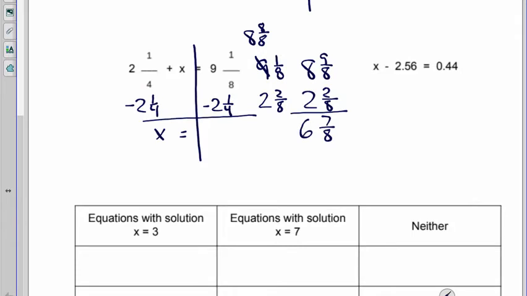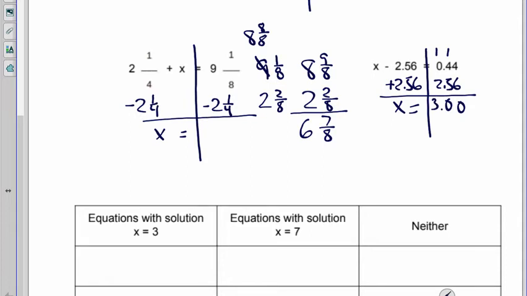The last question, I subtracted 2 56/100 from x. The inverse of subtract is add. So I'm going to do that to both sides. And I get x equals 3. Now I need to write the equations in the appropriate box.